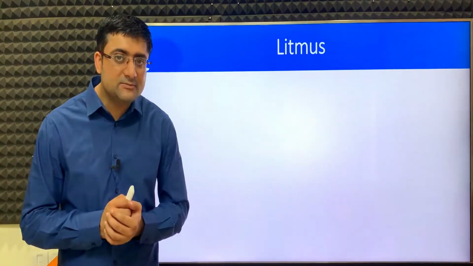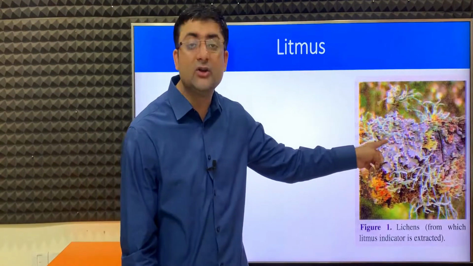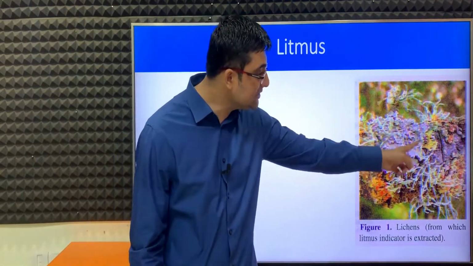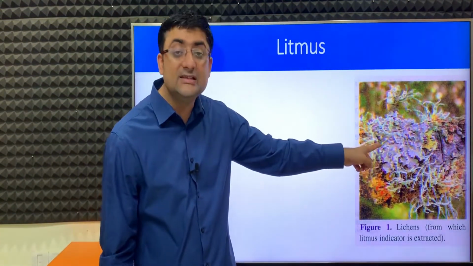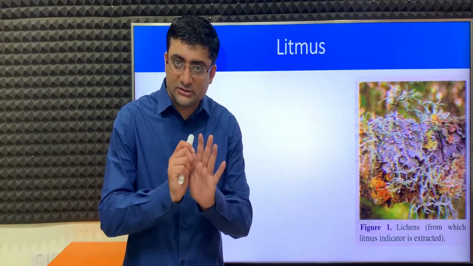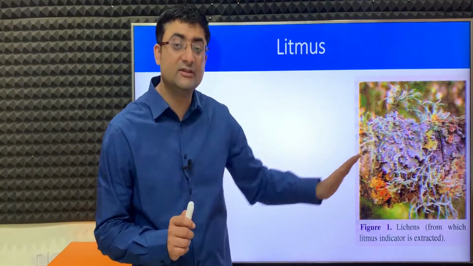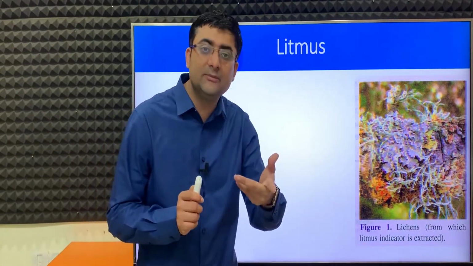So what exactly is litmus, guys? It is basically a natural indicator which is obtained from a plant called lichen. Is this clear? So this is how the lichen plant looks like. As you can see, naturally it has a purple or mauve color. So whenever the substance is neutral, what is the color of litmus? It is purple or mauve. Is this clear?